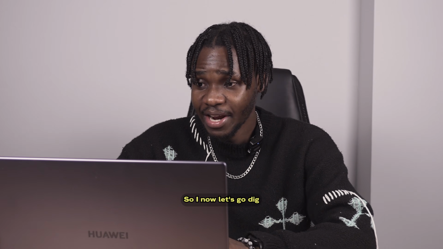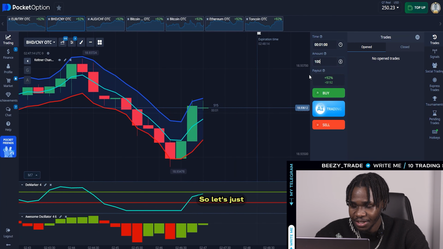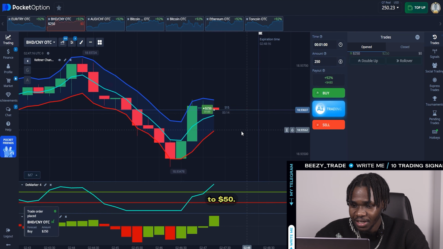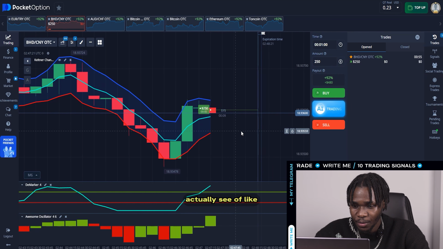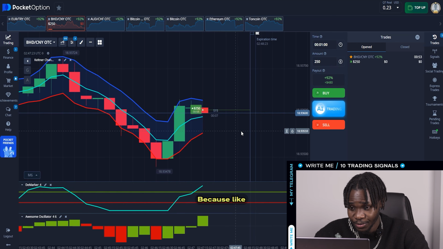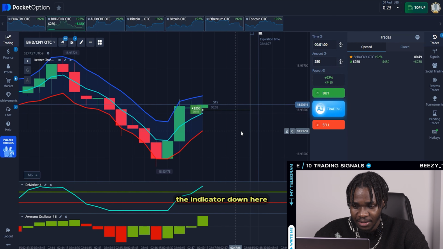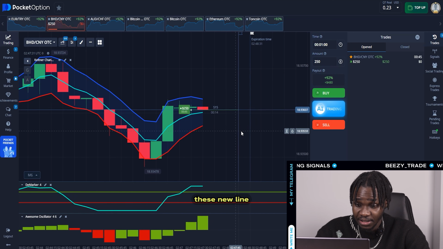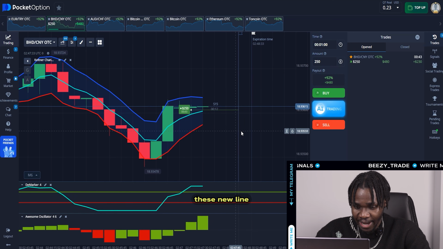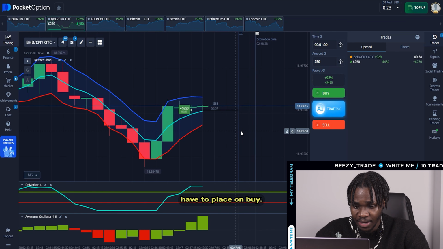So right now, let's go direct into another trade. Everything is put in place, the indicator. So let's just increase the amount to $50, and then we place again on buy. I'm sure you can ask yourself, why did we place on buy? Because the indicators, mostly they're still showing the same. The indicator down here, which is the Keltner channel, is showing that this blue line is going up, meaning the market is going up. So we had to place on buy.